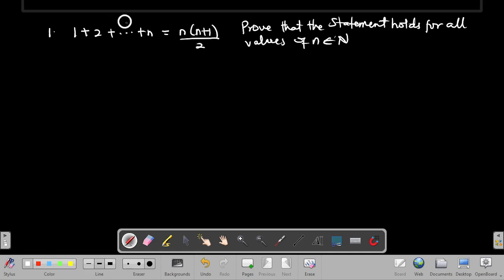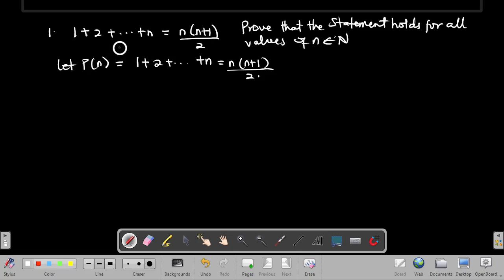Now let's examine the mathematical system. Start working on any problem. You say let P of n represent our mathematical statement: 1 plus 2 plus 3 dots plus n equals n multiplied by n plus 1, all over 2.